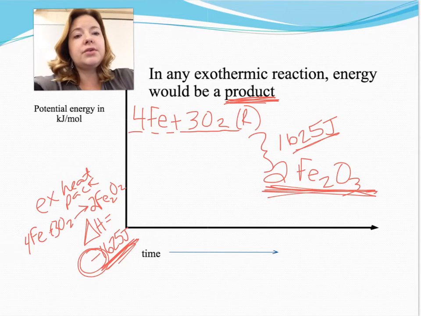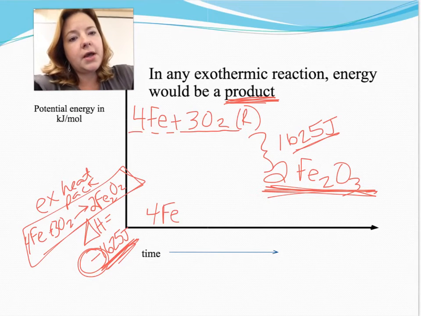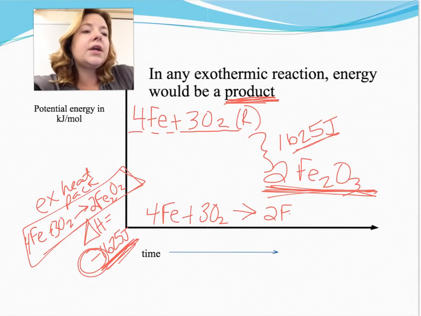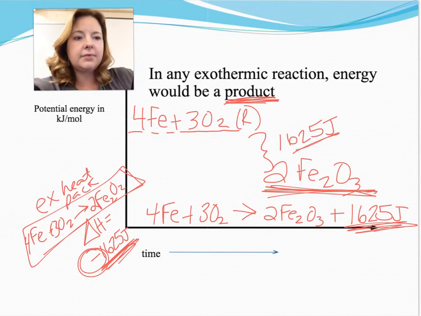So if we were to actually write this whole chemical reaction here with energy, we would write it as 4 iron plus 3 oxygen molecules yields 2 iron oxide plus 1,625 joules of energy. And this is part of your product then.